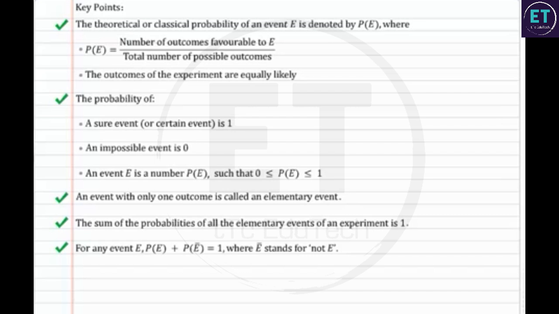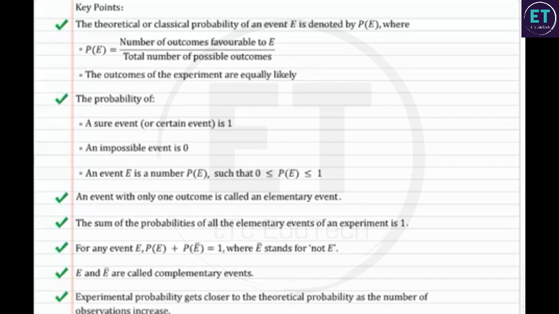For any event E, P of E plus P of E bar is equal to 1, where E bar stands for not E. E and E bar are called complementary events. Experimental probability gets closer to the theoretical probability as the number of observations increase.